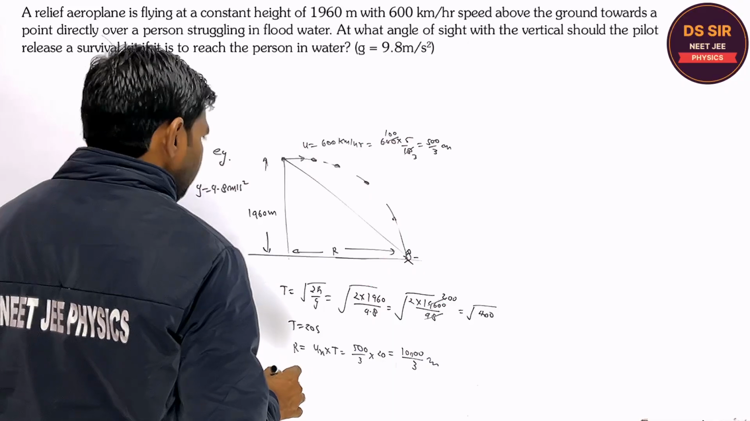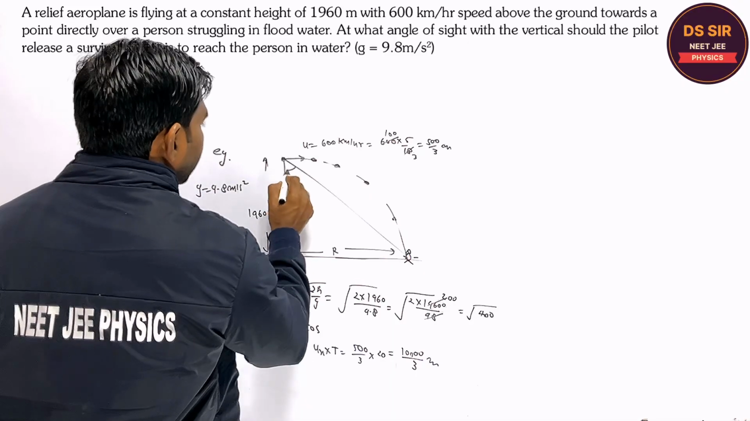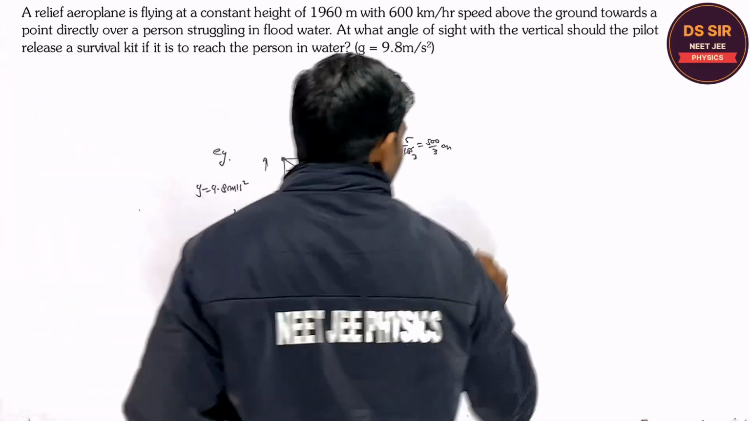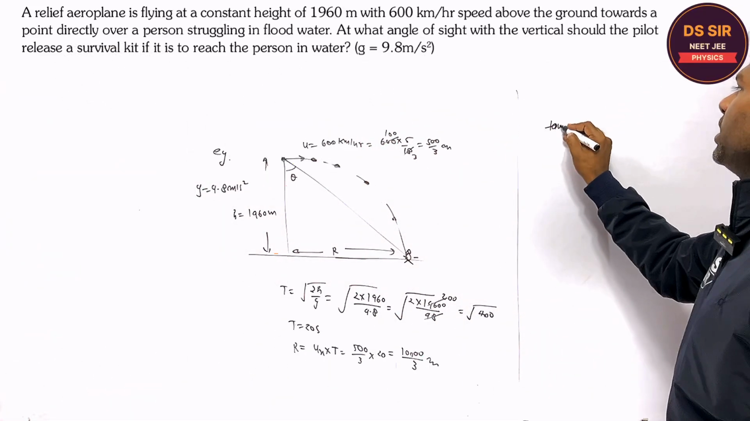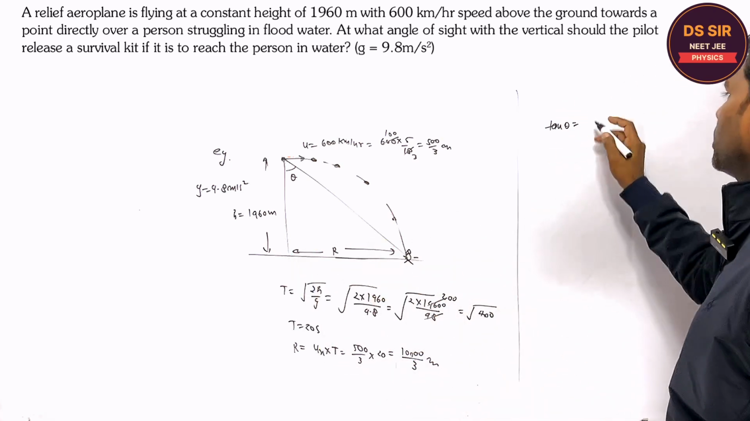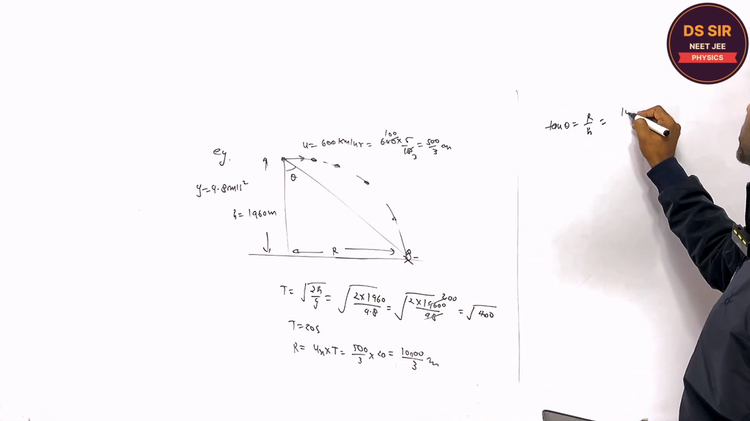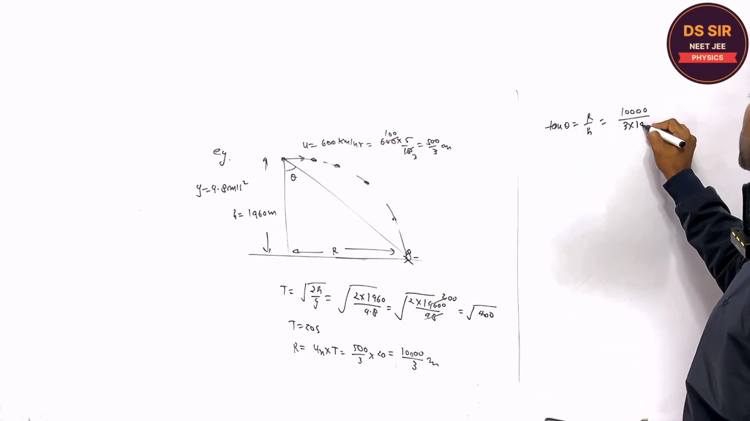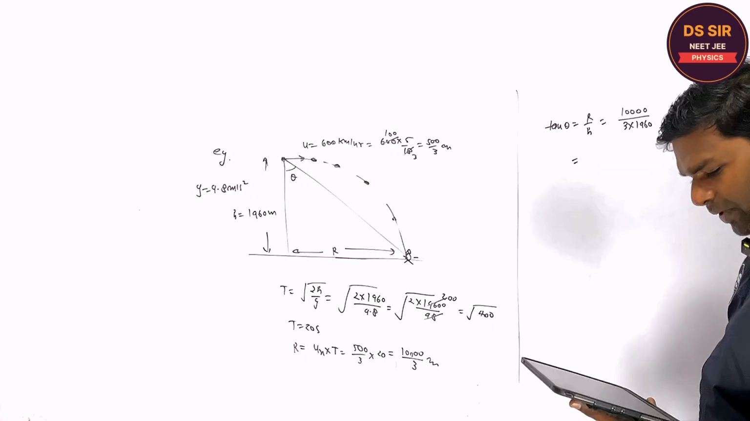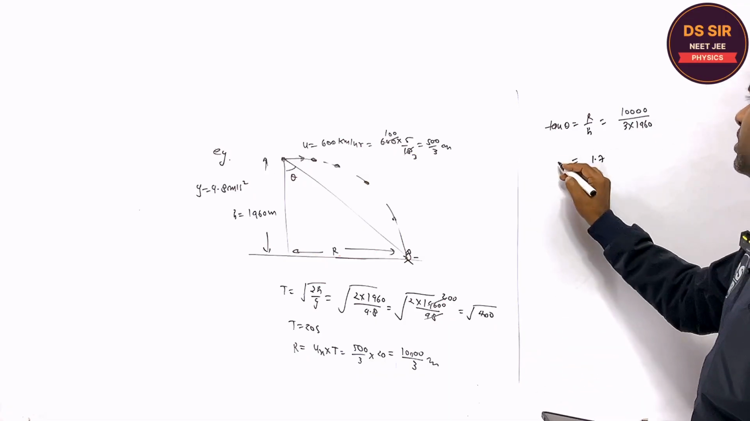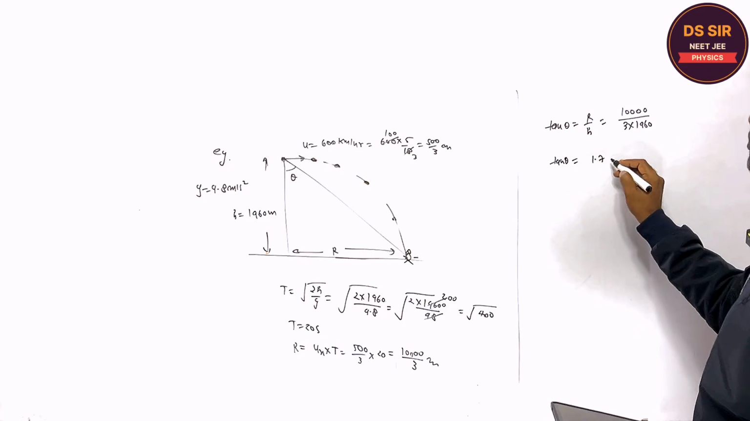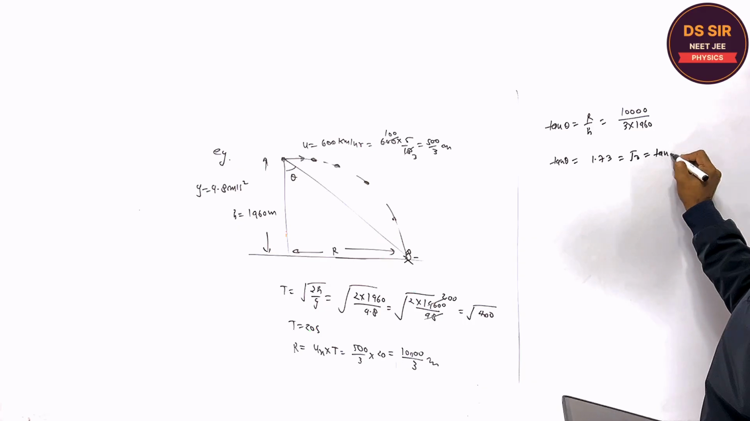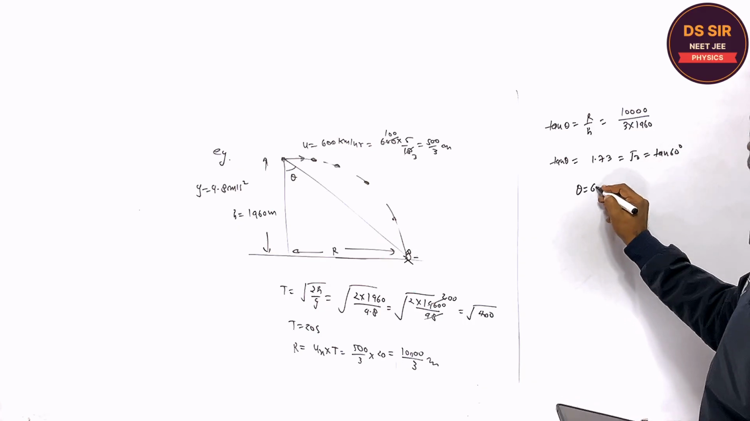So what angle are they asking? They are asking this angle, the vertical angle, right? So the range we know, this height we know. So what tan theta will you write? The tan theta is nothing but perpendicular upon base. The range is 10,000 by 3. What is the height? 1960. So when you calculate, approximately it is 1.7, approximately it is root 3. It is equal to tan 60 degree. So the theta is what? 60 degree.